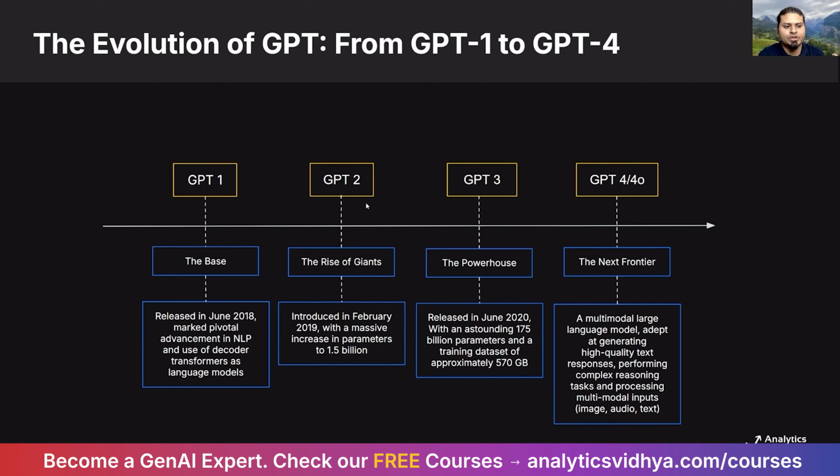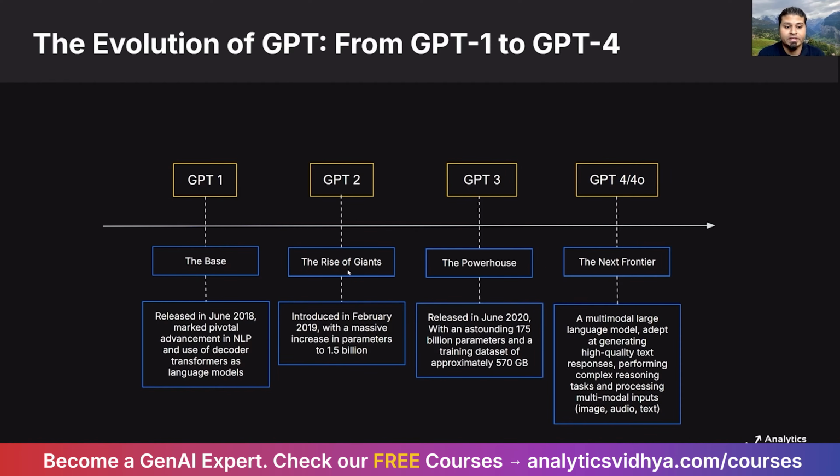And then we got GPT-2. This is known as the rise of the giants, because this is where the really larger language models started coming into play, smaller by these days' standards, but larger in those days. It was introduced in February 2019 with a massive increase in parameters to 1.5 billion. It was more capable and gave better results.